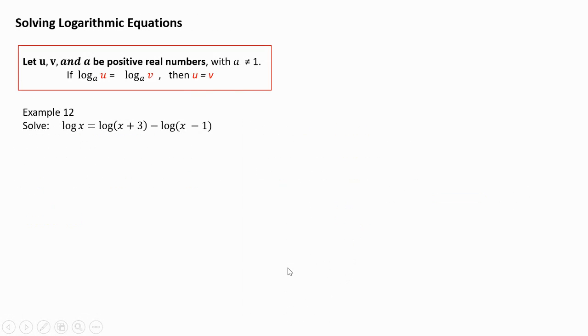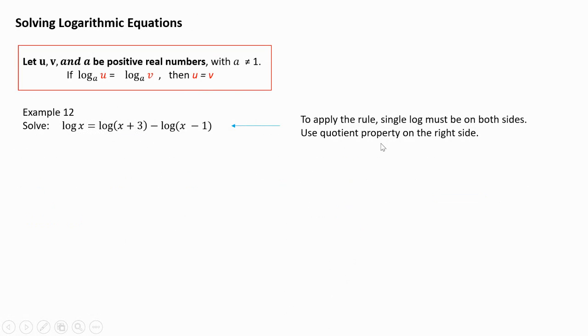Now, same rule, but this is a different example. I did one where they both had single logs on both sides. I did one with a product rule. Now this one with a minus, we're going to use another property, the quotient rule. Again, to apply the rule, a single log must be on both sides. On the left side, we're okay. On the right side, we're not okay, because we have log of x plus 3 minus log of x minus 1, and both bases are 10, same as the left side.